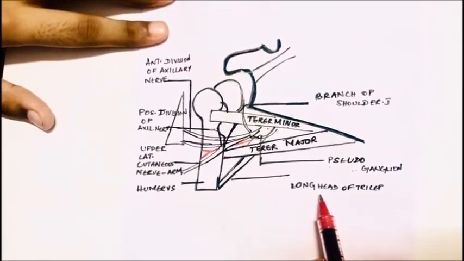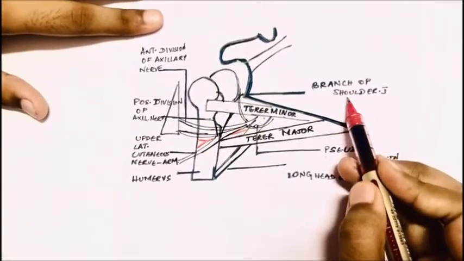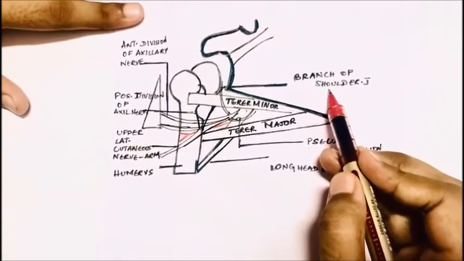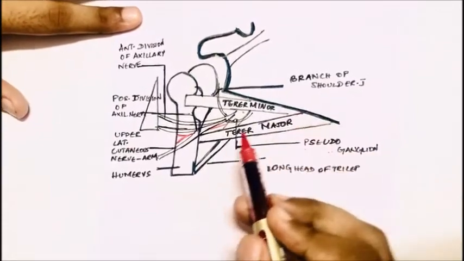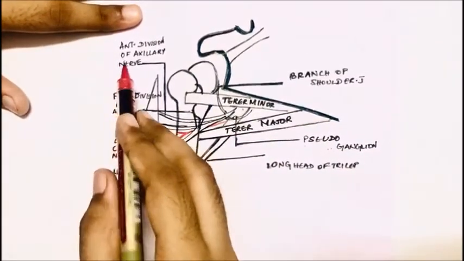The articular branch to the shoulder joint arises from the trunk of the axillary nerve, and the vascular branch to the posterior circumflex humeral artery arises from the anterior division.